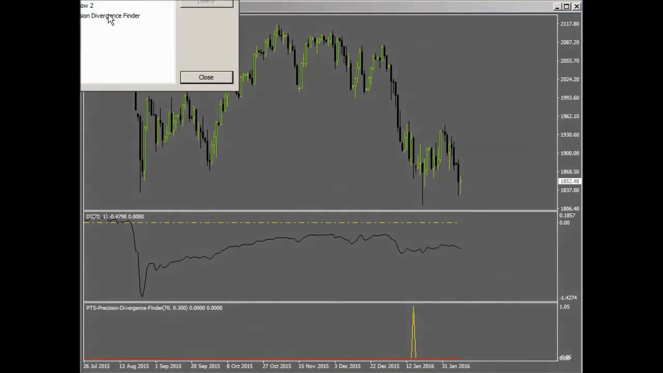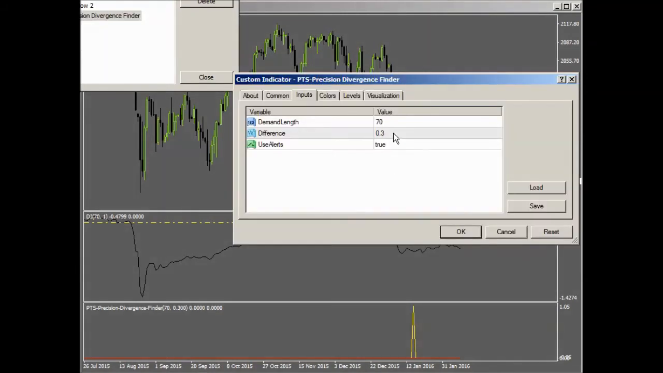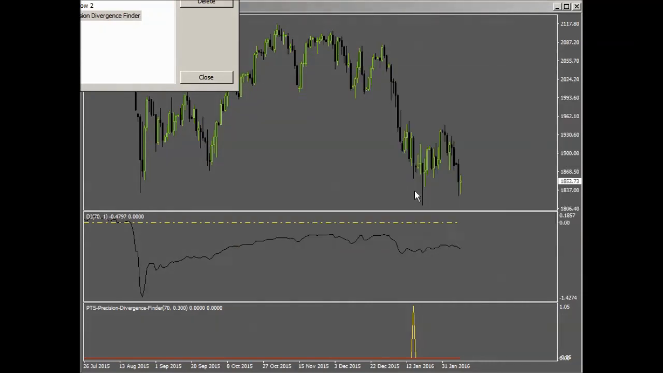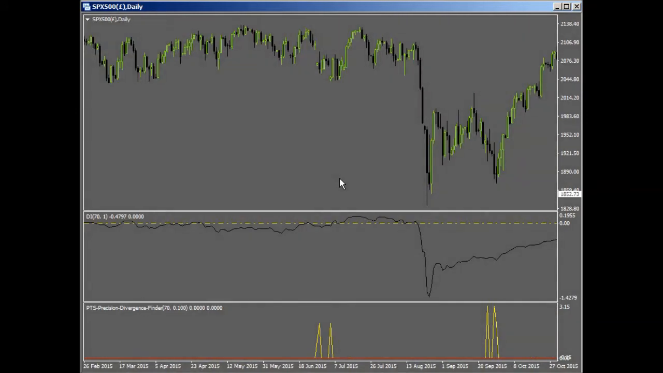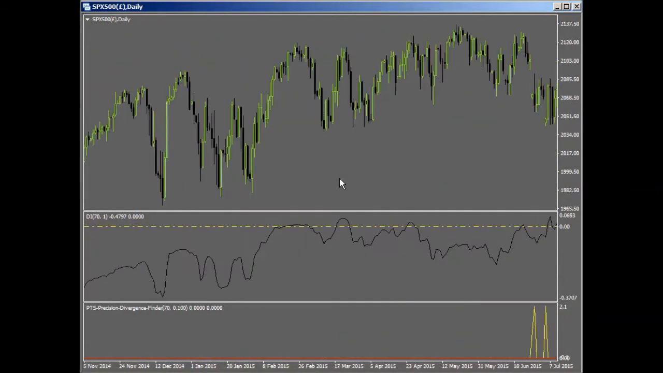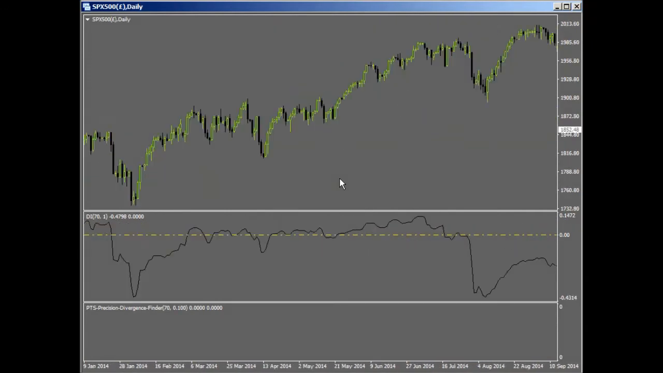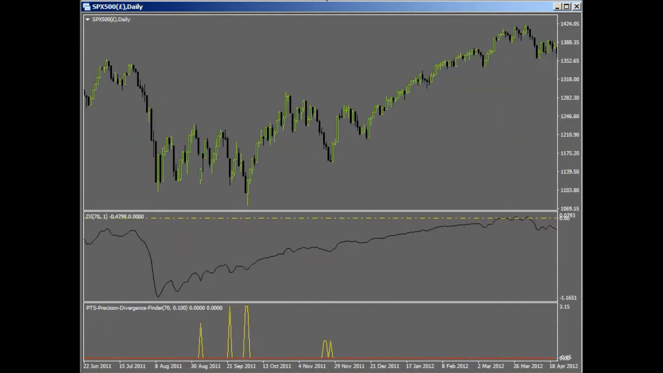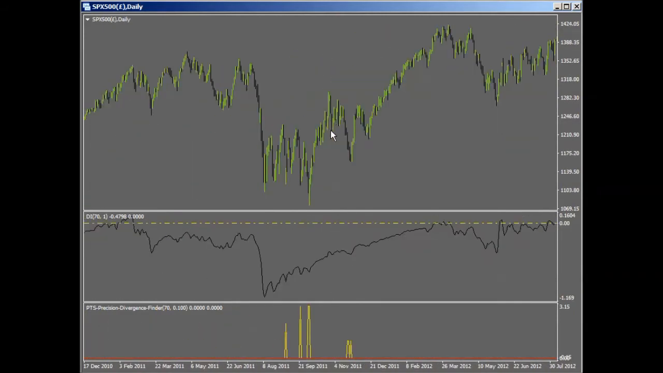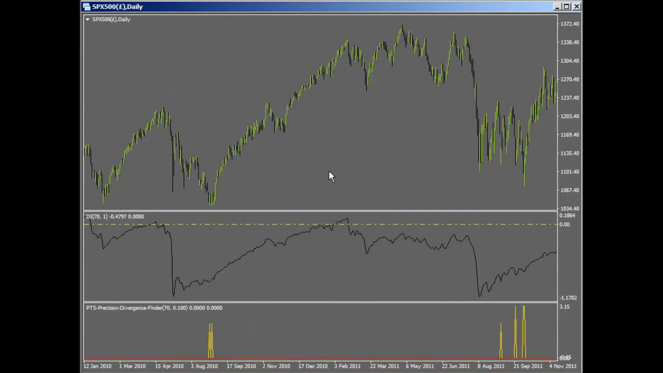So I'm going to change the settings to give you an idea. We're looking for 0.1 difference now, and there will be more still. The smaller number you put into the difference input, the more divergences you can find, but the less powerful they will be. So it's good to look at lots of different numbers until you find a setting which, when you apply it to your chart and your time frame, produces signals where the majority are good.